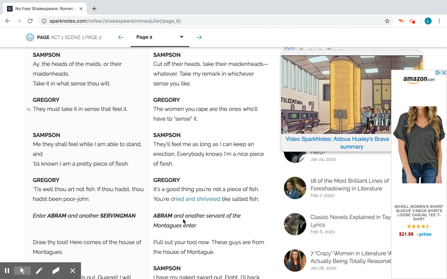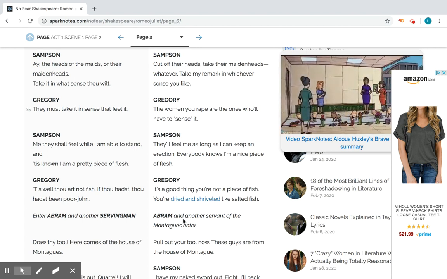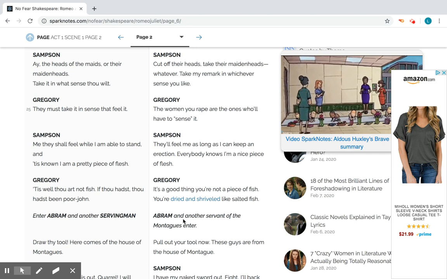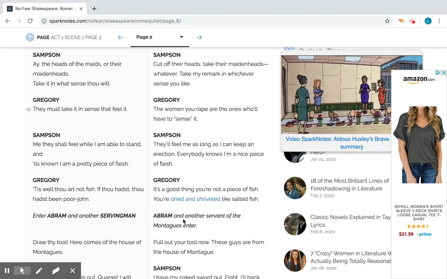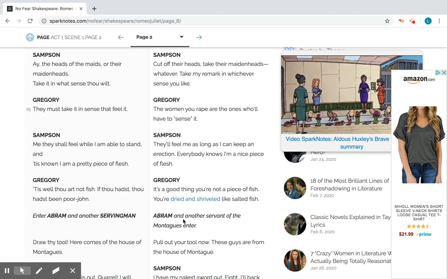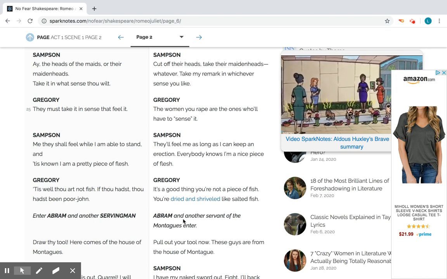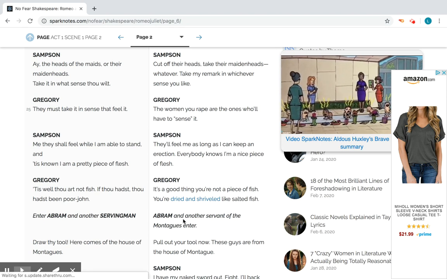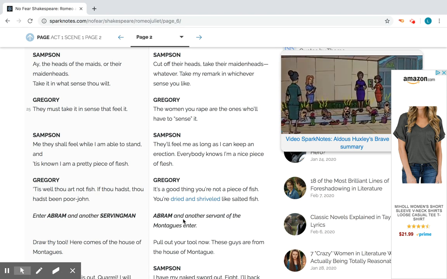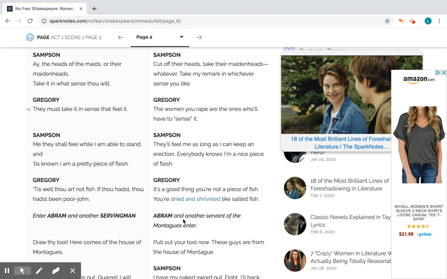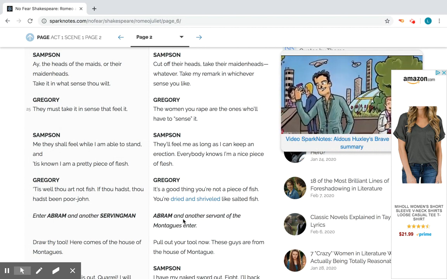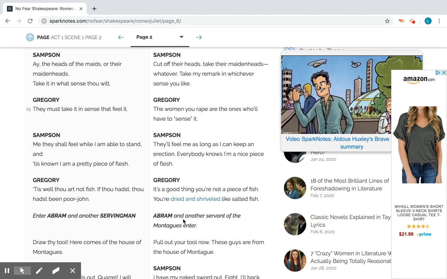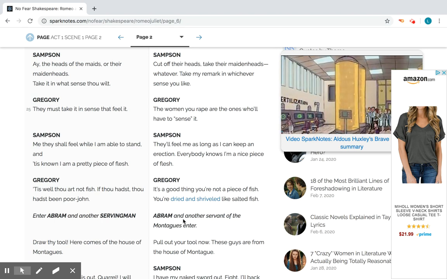All right, so it starts here. There are obviously some pretty dirty jokes as we get going here on page 736. But one thing you can pick out is that Gregory and Samson are Capulet servants. They work for the Capulets, and they have a grudge towards the Montagues because, well, it's just how it is. A stupid grudge has been going on from generation to generation, and since they work for the Capulets, they have hatred towards the Montagues.